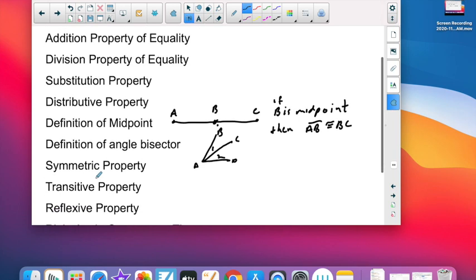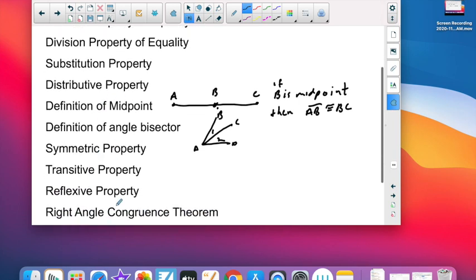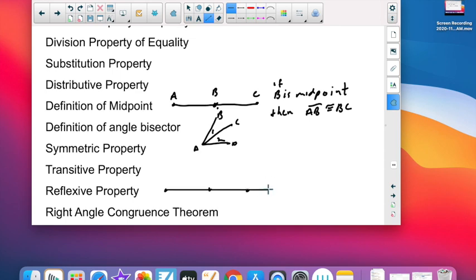We've also looked at symmetric property, transitive property, which seems to come up a lot, and reflexive property as well, saying that if you're looking at a line segment here, in this line segment, BC is congruent to BC. So it's part of both lines, but it is itself.